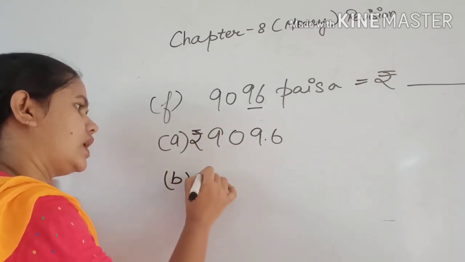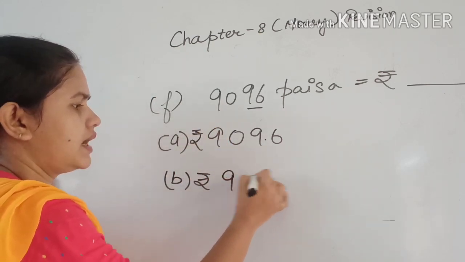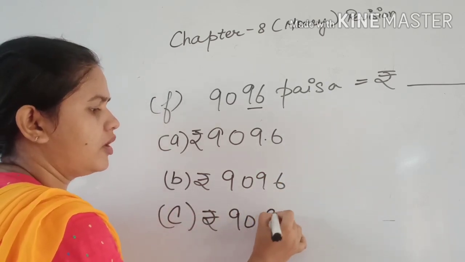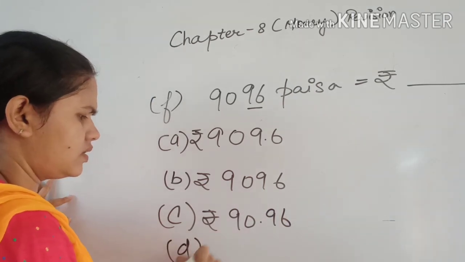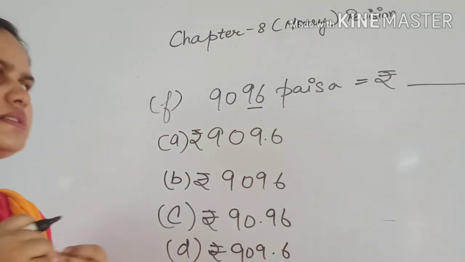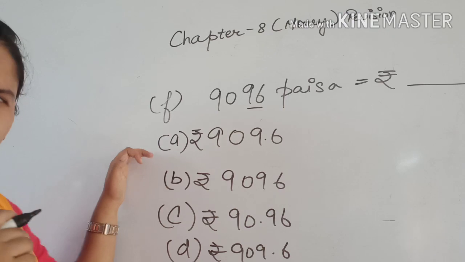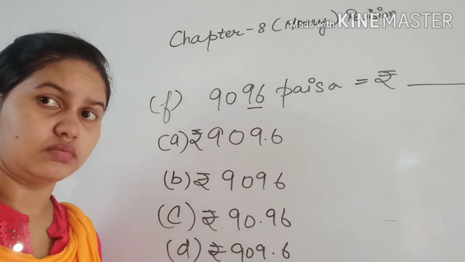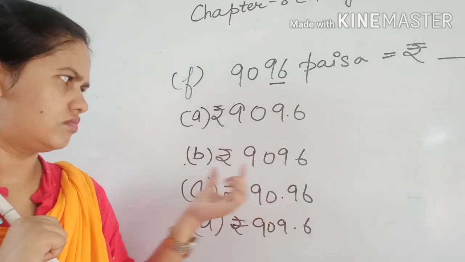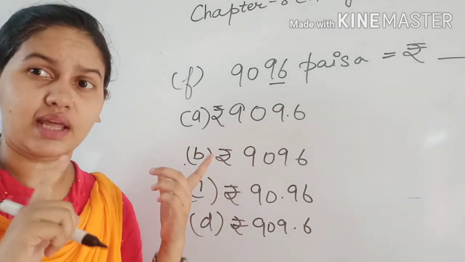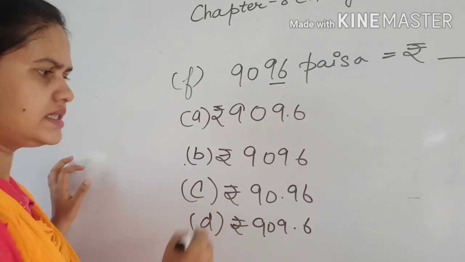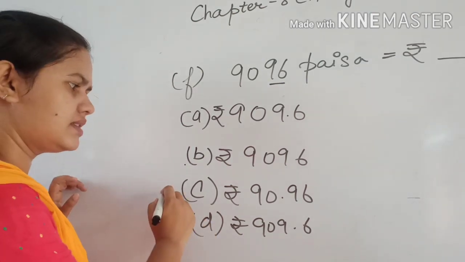Now the options are rupees 996, or rupees 90.96, or rupees 909.6. So which one is our correct answer? Is A the correct answer? No. So which one is your correct answer? Is B your correct answer? Rupee 9096, is that 9,996? No. So which one is our correct answer? C, right? Again C is the correct answer.